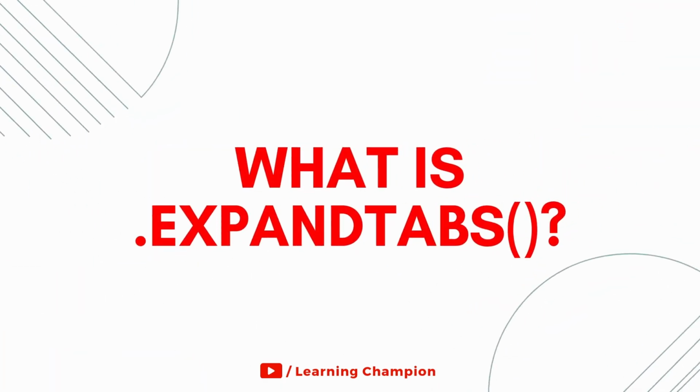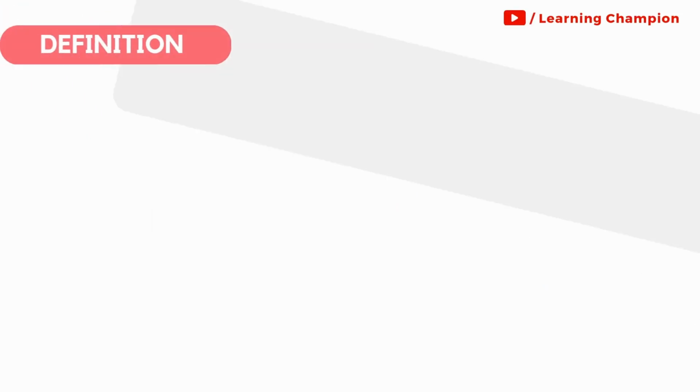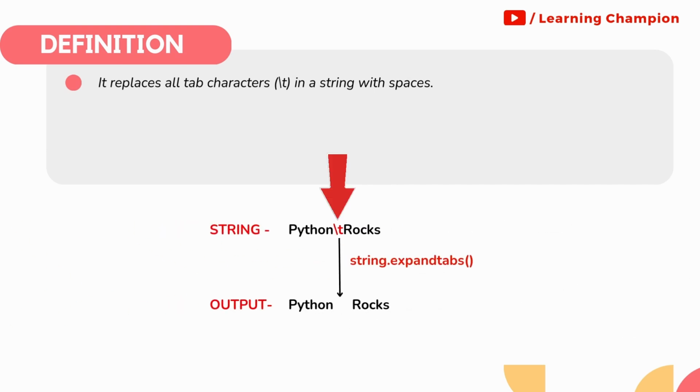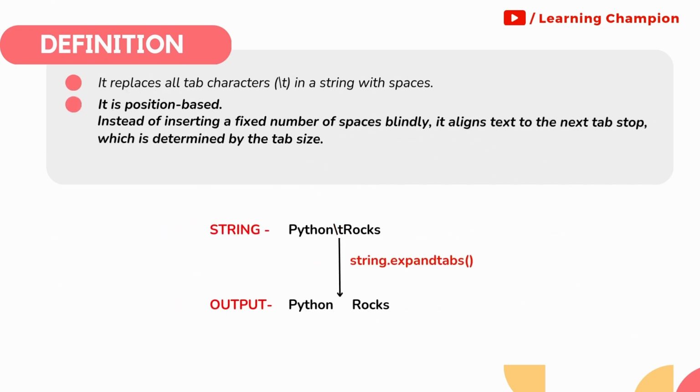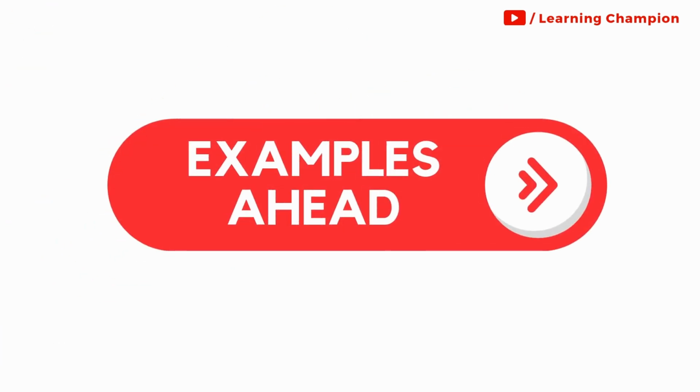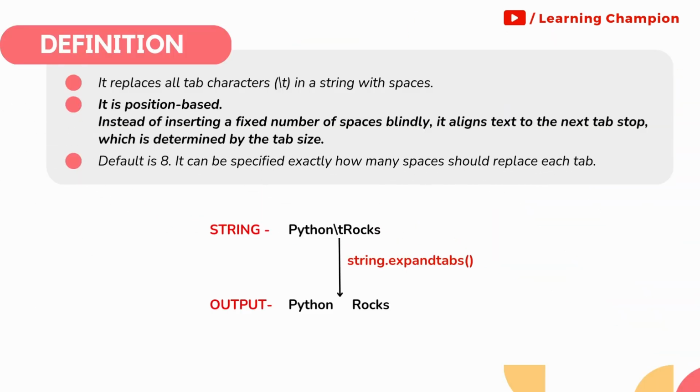Now that we know what this video will cover, let's start by understanding the definition of expandtabs. In Python, the expandtabs method replaces all tab characters in a string with spaces. This method is position based. Instead of inserting a fixed number of spaces blindly, it aligns text to the next tab stop, which is determined by the tab size. We will see a few examples of the expandtabs method later in the video. The default number of spaces is 8. You can also specify exactly how many spaces should replace each tab.